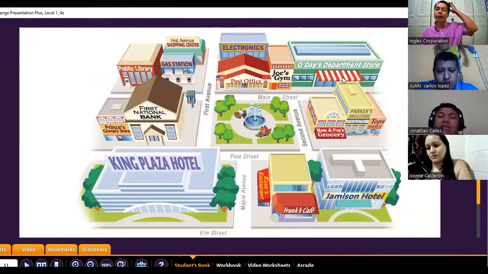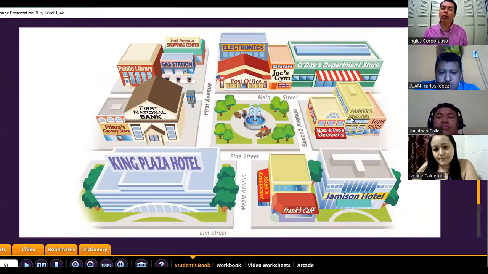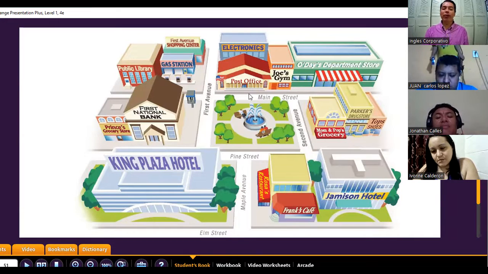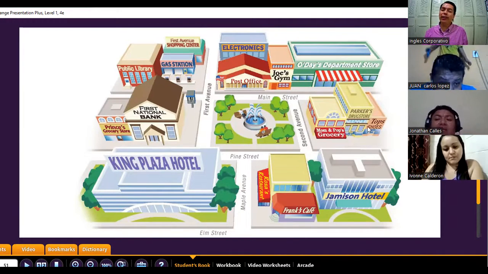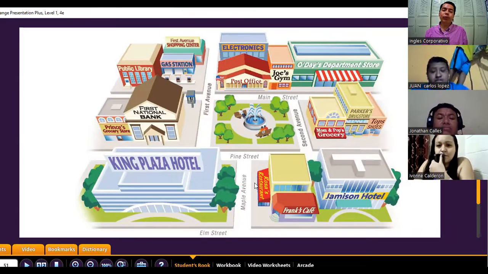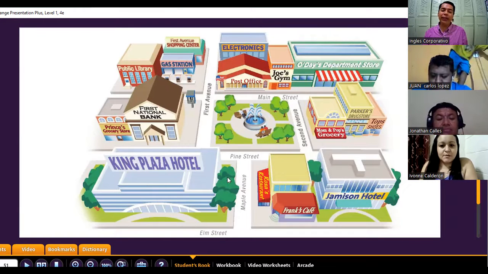Si yo quiero decir, is there a department store behind Parker's Drugstore? Yes, there is one, right? O is there a post office behind electronics? No, no. Está enfrente, mire. Perdón. Electronics behind a post office. Yes, that's correct. O in back of, right? Hay un montón de opciones, you know? Is there a shoe store next to the Parker's drugstore? Is there a restaurant here? Across from King Plaza Hotel, etc., etc., right?